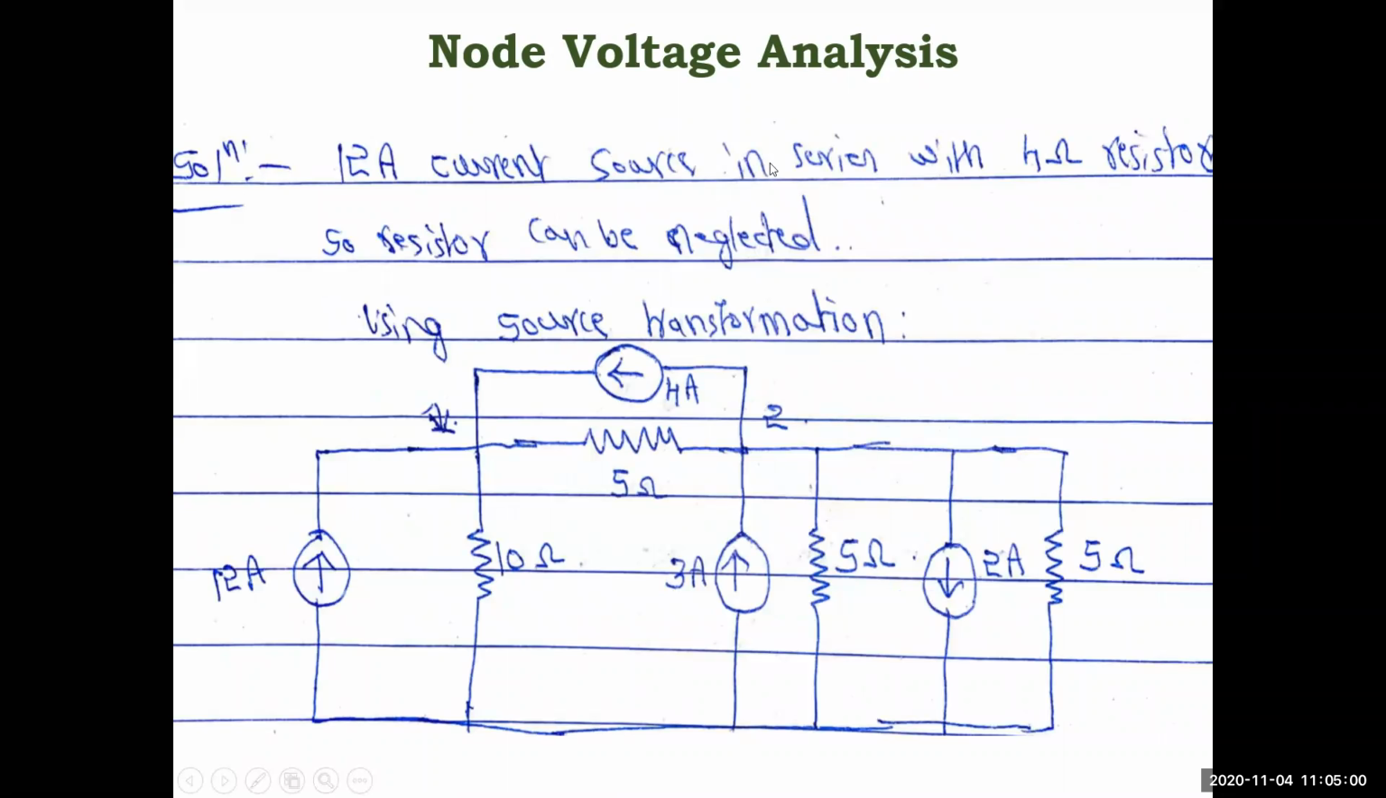So that's what I explained: 12 amp current source in series with 4 ohm resistor. This resistor can be neglected, so it does not have any effect. Next, the voltage source is converted into a current source in parallel with resistance. It was 20 by 5, which is 4 amps, and plus and minus were there, so accordingly you need to give the current direction. Similarly here voltage sources were there, 15 by 5 is 3 amps, and here 10 by 5 is 2 amps.